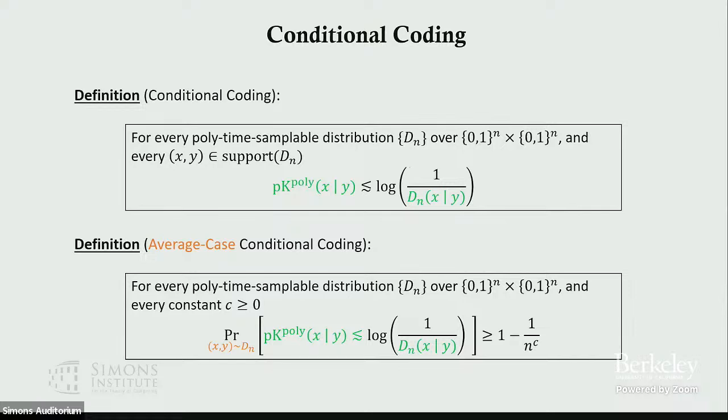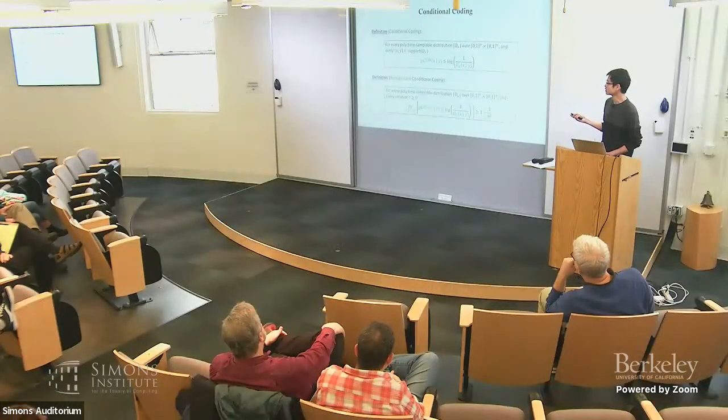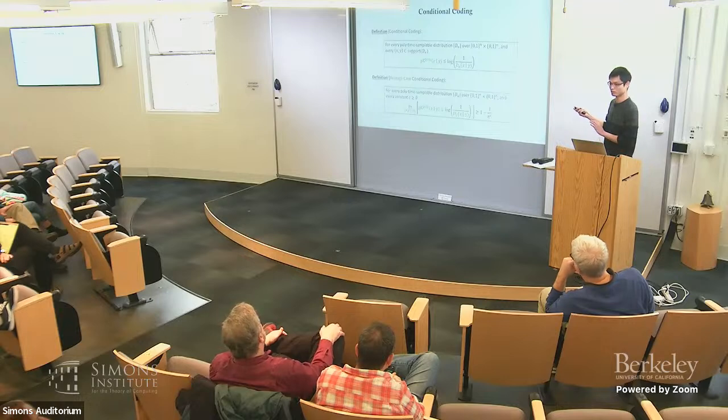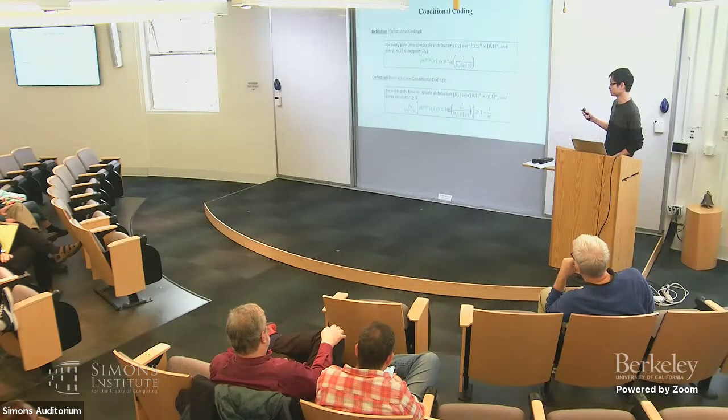Is this a statement or a definition? Definition. So this is a definition. Oh, okay. Conditional coding means this thing. We don't claim that this is true. Conditional coding holds when this is true. We don't know whether it holds or not, but as you see, probably it doesn't.